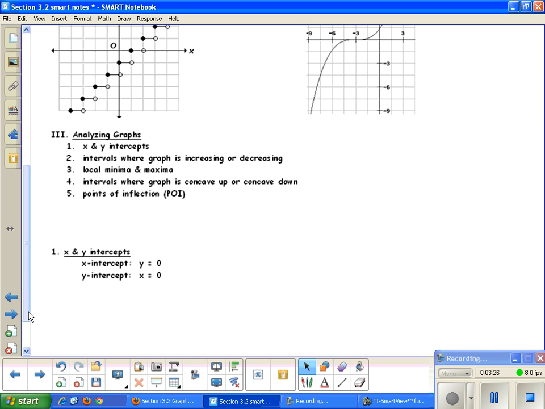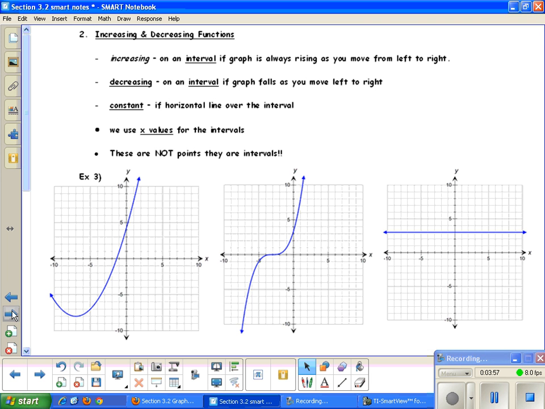Hopefully you remember from previous classes when you are talking about the x and y intercept, to find the x-intercept, remember it's when you plug 0 in for y, and then solve for x. And for the y-intercept, you plug 0 into x and solve for y. And for these, of course, you can also look on your graph, the x-intercept where it crosses the x-axis, the y-intercepts where it crosses the y-axis, of course.